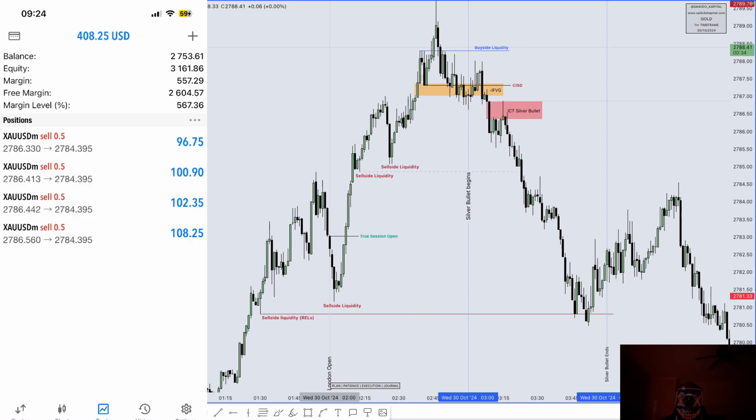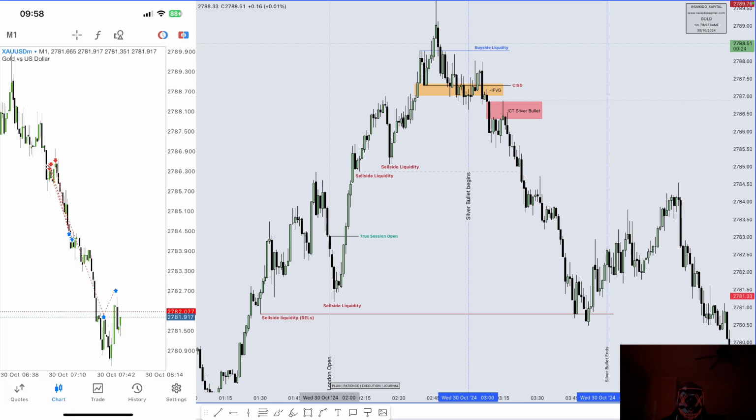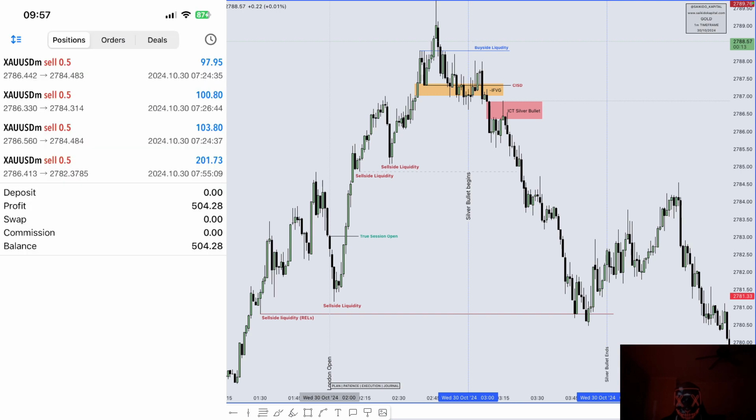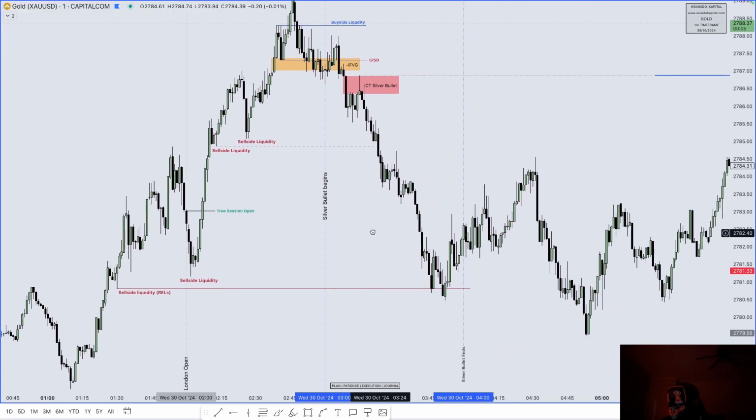these are the running profits on my entries before. I think this was before I banked some partials, and then I banked some partials right there and there. So I actually got trailed out here on this retracement, but I think I made around $500 from that trade right there. Now fast forward, the New York session came.